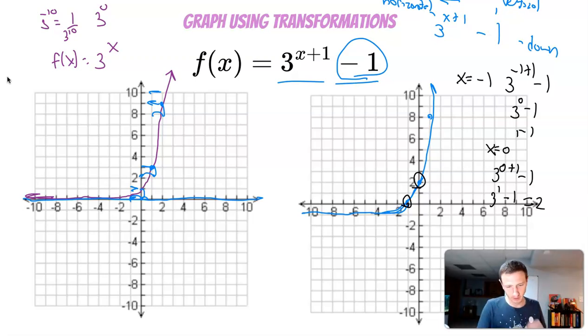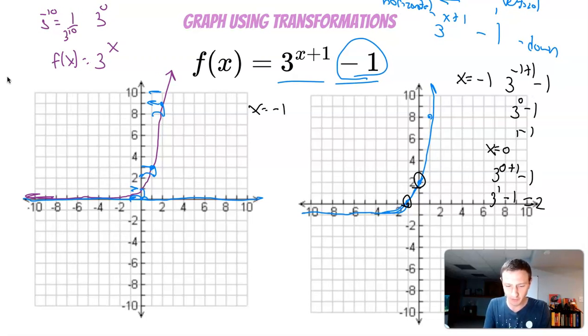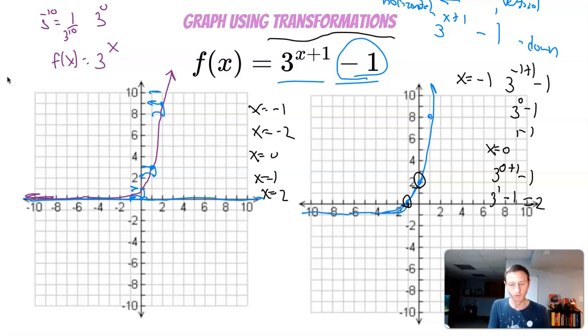So I know this is a little bit of a roundabout way. You could just take x values from the start, like x equal to -1, x equal to -2, x equal to 0, x equal to 1, x equal to 2. You could do that, that's perfectly fine. But we wanted to use the transformations and understand how the shifting works regarding horizontal or vertical. I hope this video helps with being able to use the transformations, not just taking ordered pairs and plugging them in.